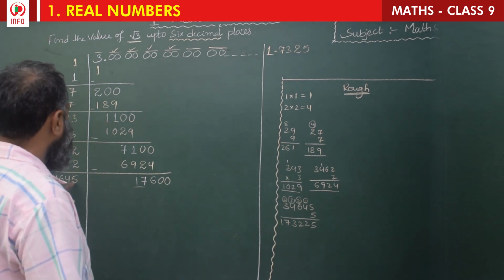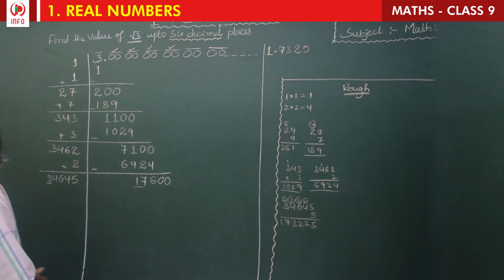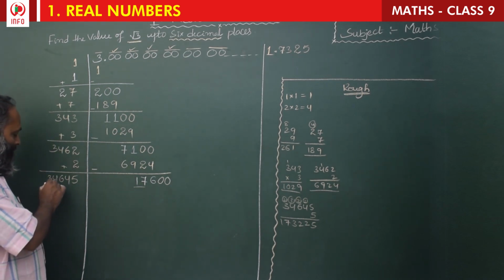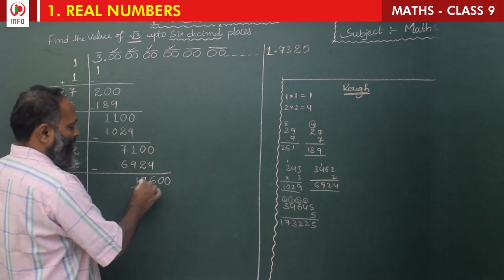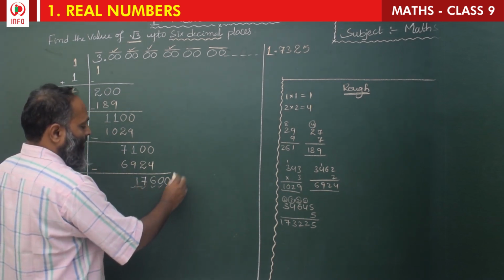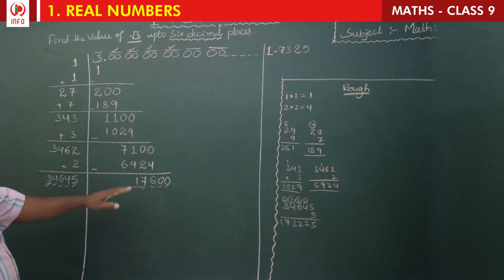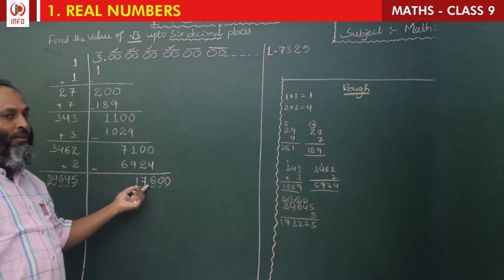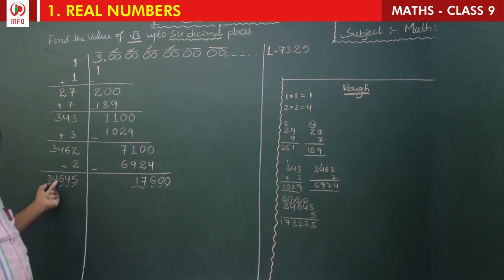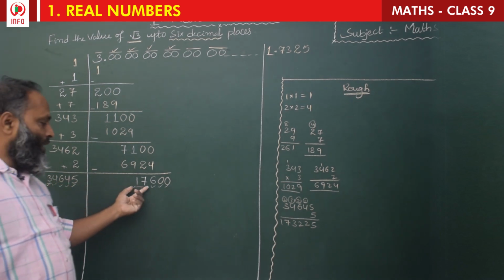1 2 3 4 5 places here. So see here, how many places here we have? 1 2 3 4 5. Here how many places we have? 1 2 3 4 5 places. If you check both these places, here 34,000, here 17,000. 34,000 is greater than 17,000.